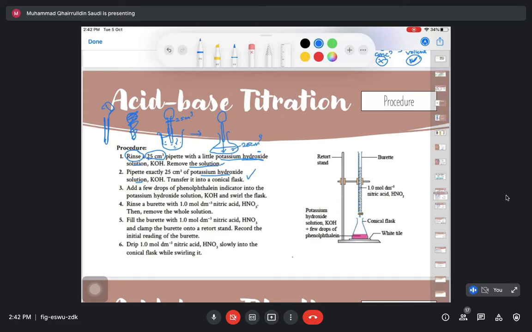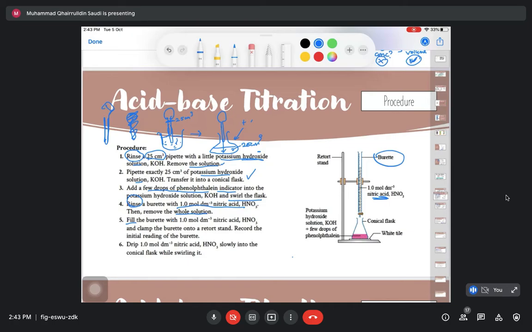Next, we add a few drops of phenolphthalein indicator dalam conical flask. Add phenolphthalein ataupun methyl orange ataupun universal indicator and swirl the flask. Kemudian kita kacau-kacaukan sikit. Next, kita akan guna burette pula. Burette pun kita kena rinse dulu dengan benda yang kita nak masukkan dalam tu. So kita rinsekan burette dengan 1.0 mol nitric acid and then kita remove solution tu. Kita bilas dulu, kemudian baru kita fill the burette.